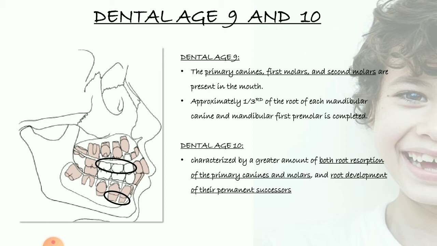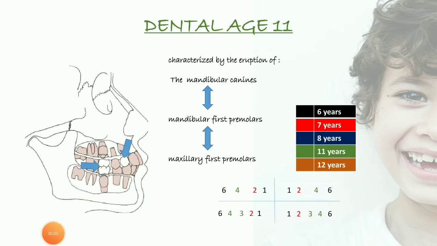Coming on to dental age 9 and 10. As we can see in the figure, at the age of 9 and 10 usually there are only 3 primary teeth present in the oral cavity, that is canines, first molars and second molars. And at the age of 9 years approximately 1/3 of the root of each mandibular permanent canine and mandibular first premolar is completed. So 1/3 of the root formation is completed for the mandibular canine and mandibular premolar to erupt, whereas at dental age 10 there is root resorption of the remaining primary teeth and root development of their permanent successors.